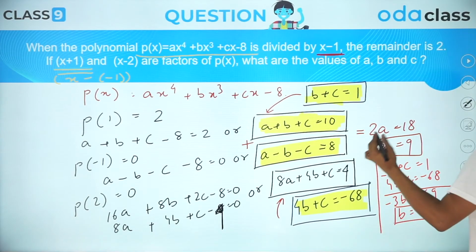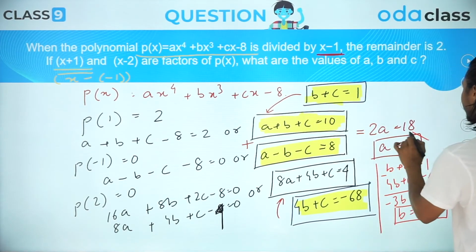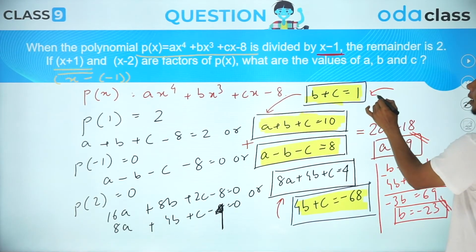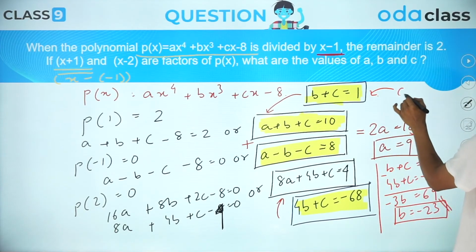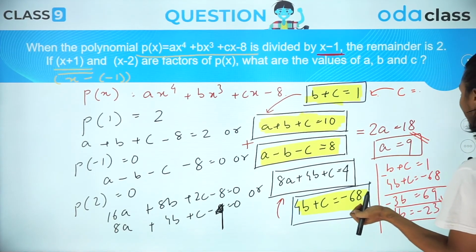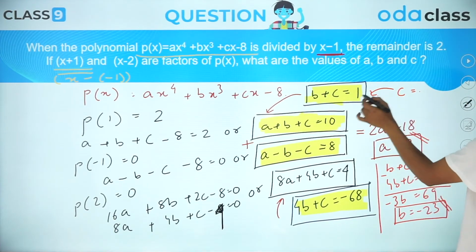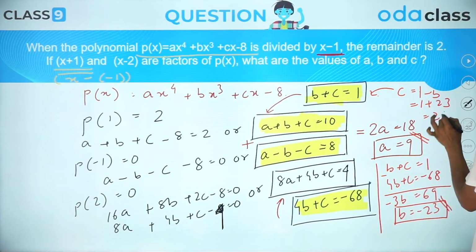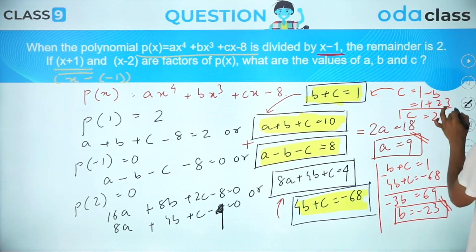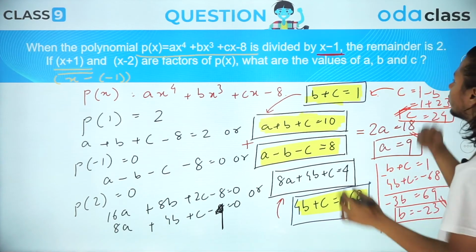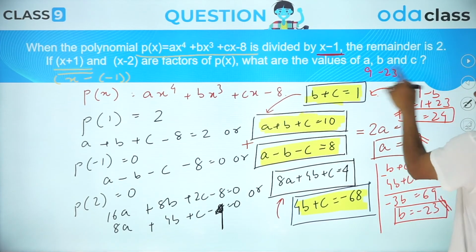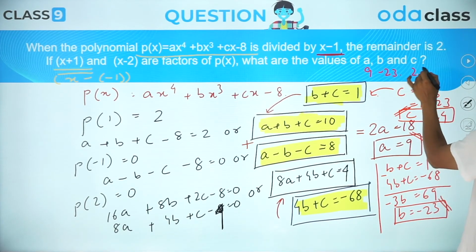So now I already got A is equal to 9. Now I have gotten B is equal to minus 23. Let's replace B is equal to minus 23 over here. So C will become, let's quickly calculate. What will C become, bachas? C will become 1 minus B or 1 minus of minus 23, which is 1 plus 23, which is equal to 24. So C will become equal to 24 and hence the value of A is 9, value of B is minus 23 and the value of C will become 24.